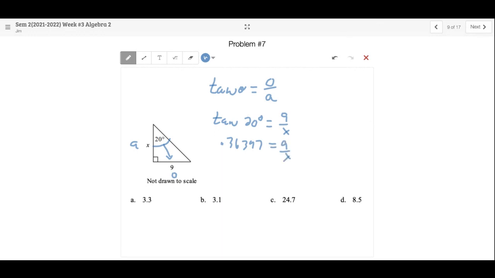And now it just becomes solving. What I would do on a problem like this is cross multiply. 9 times 1 is 9, equals 0.36397 times x. And then my last step would be to divide both sides by 0.36397. So I end up with what? 9 divided by 0.36397, which is 24.7.